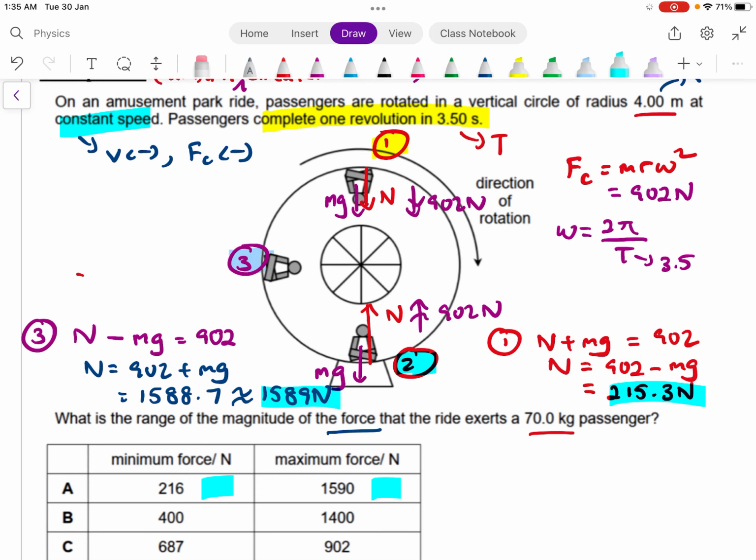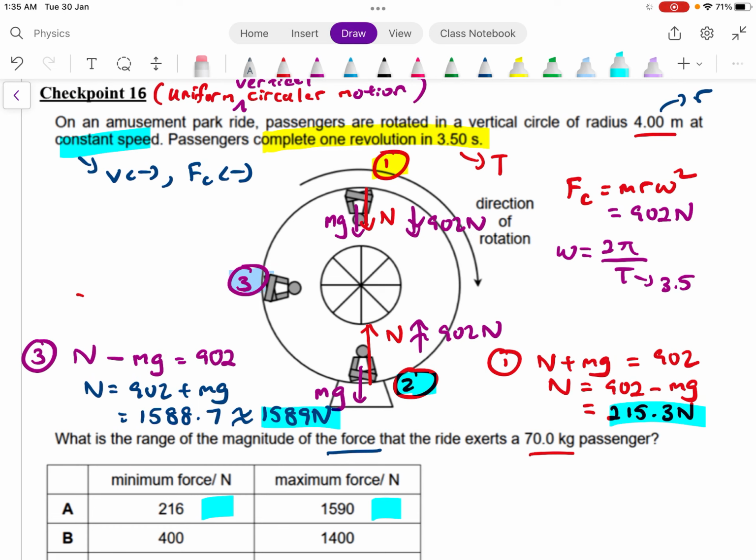Okay, so let's determine our minimum force first, which is at point number 1. First we need to determine our centripetal force. So centripetal force, just use m r omega squared. So m is your 70 kg, r is your 4 meters, omega you just use 2 pi over T, because that's angular speed, right? So 2 pi divided by the period, which is 3.5 seconds. So this will give you the omega, and just sub inside. So when you do your calculation, your centripetal force will be roughly 902 Newton.